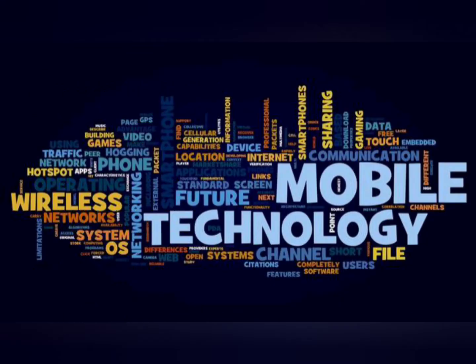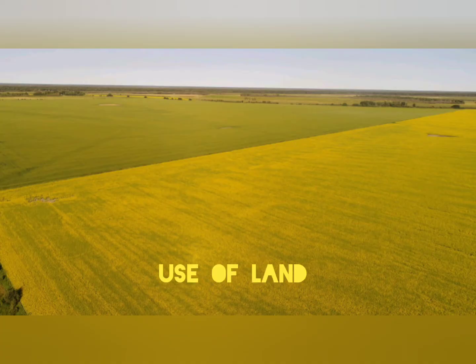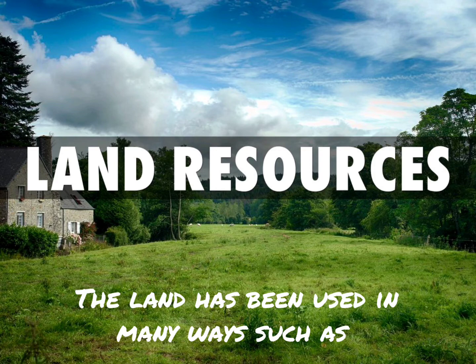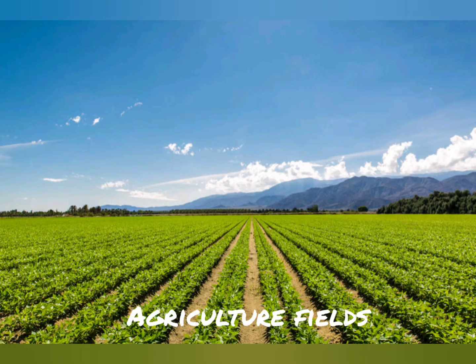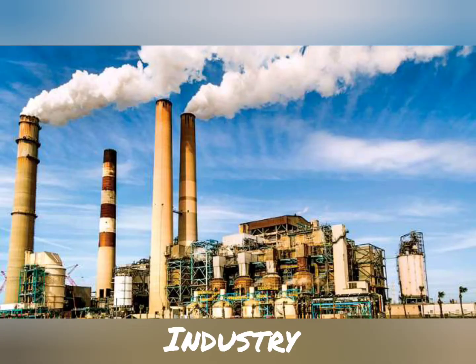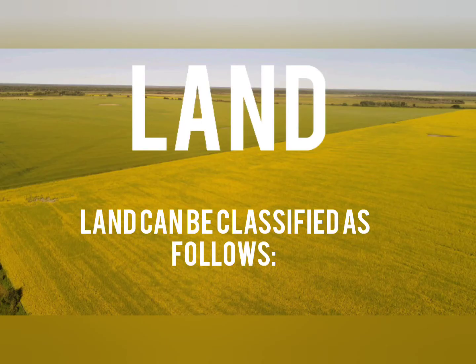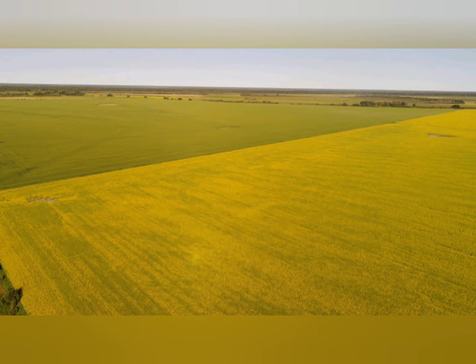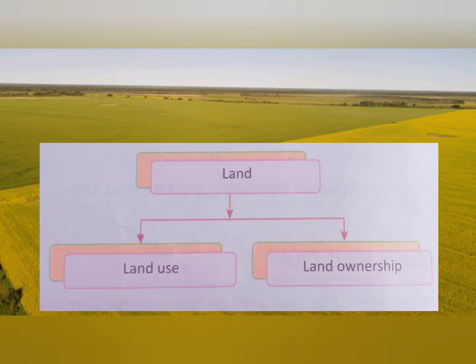The time and the development of technology have changed the use of land. The land has been used in many ways, such as residential area, agriculture, markets and industry. The land can be classified as follows: land, land use, land ownership.